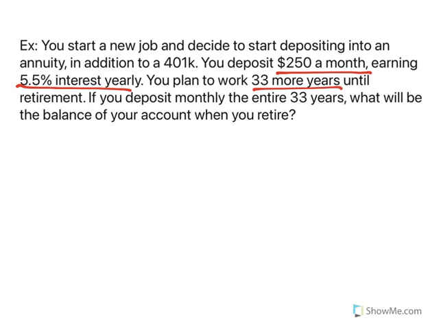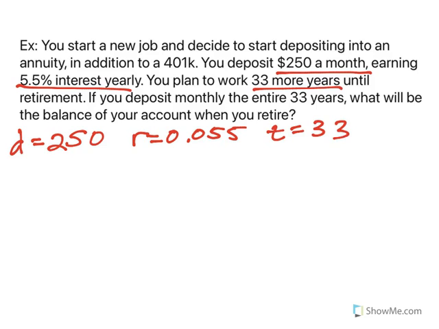I love to start by asking, what do all these pieces mean? If I deposit $250 a month, that means my value of D is $250. My interest is 5.5%, so my rate as a decimal is 0.055. I'm going to work 33 more years. If that's not depressing, I don't know what is. And because we're making monthly deposits, N is 12.